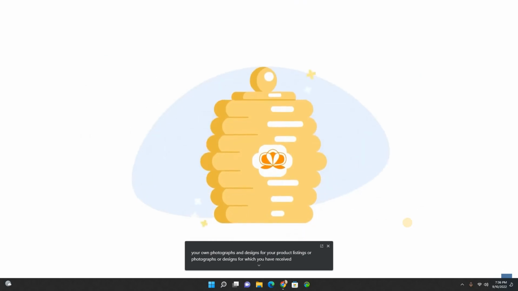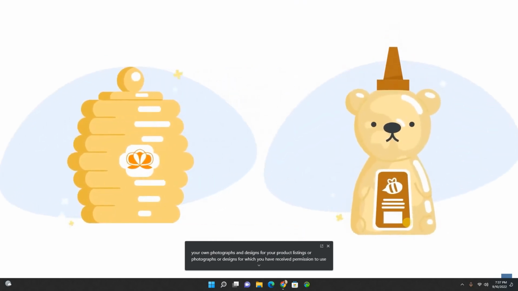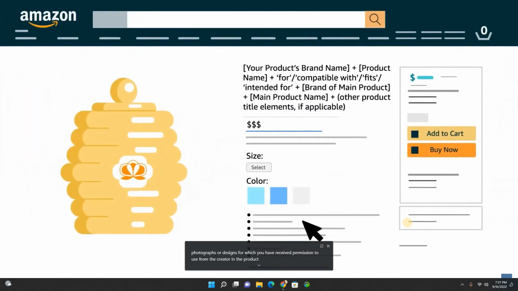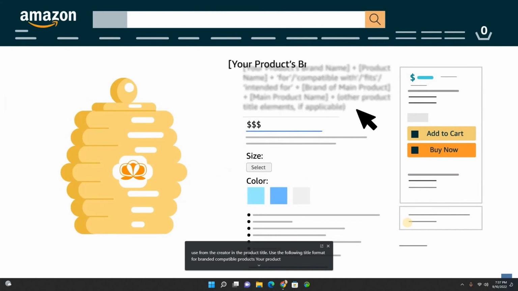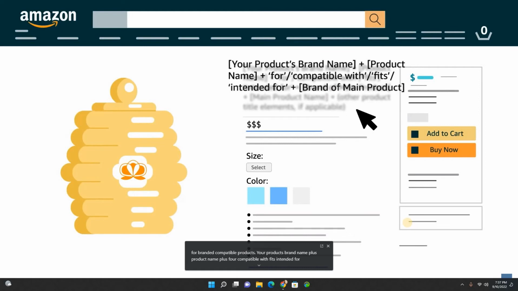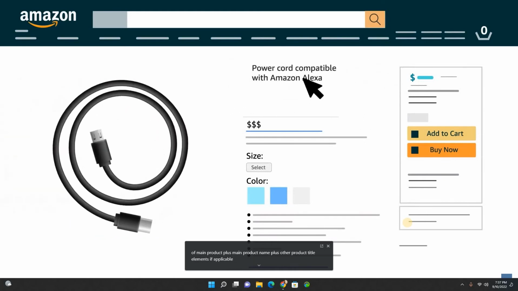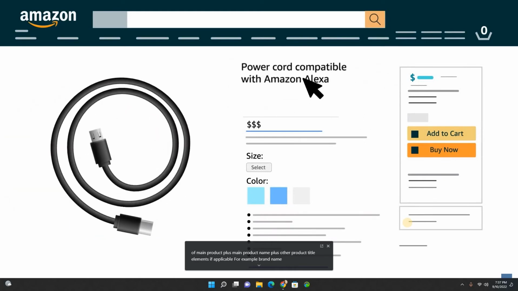6. If you want to indicate the compatibility of your product with a product of a different brand, in the product title, use the following title format for branded compatible products: your product's brand name plus product name plus for, compatible with, fits, intended for, plus brand of main product plus main product name plus other product title elements if applicable. For example, brand name power cord compatible with Amazon Alexa.